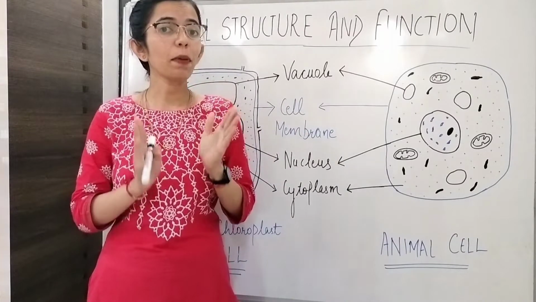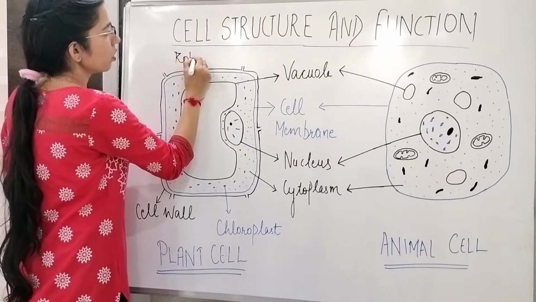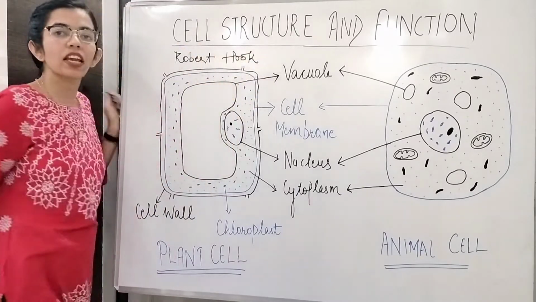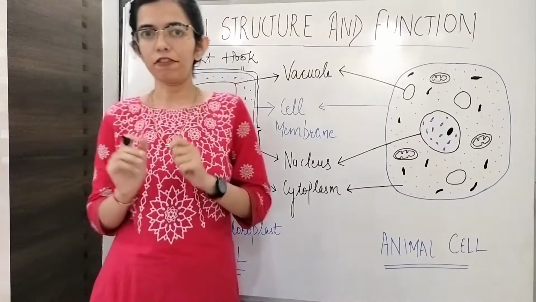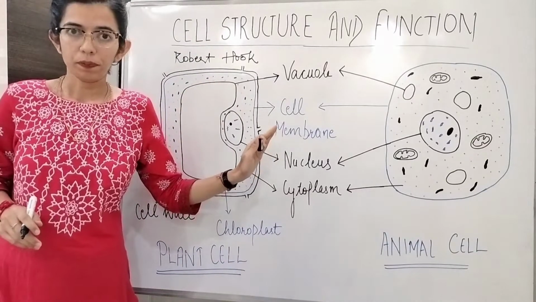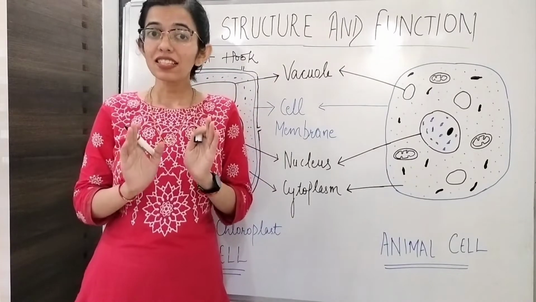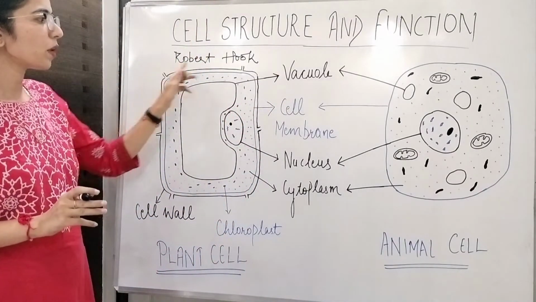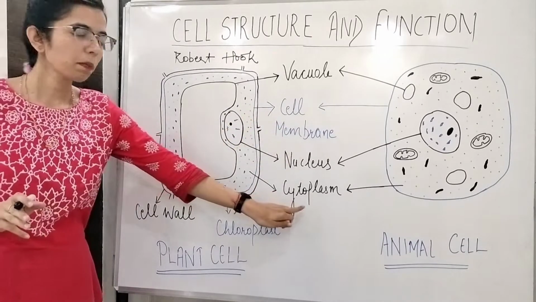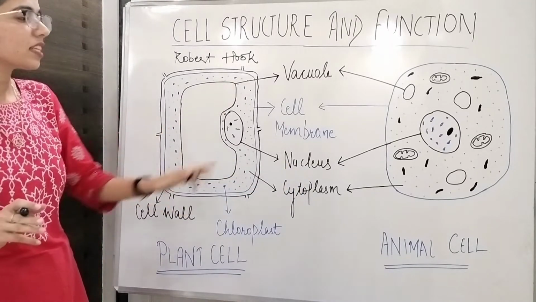Cell is discovered by Sir Robert Hooke in 1665. Okay. Now, coming to the cell structure. Cell is basically composed of three main parts. First is cell membrane. So as you can see, cell membrane. Okay. Then cytoplasm and nucleus. Okay. Now we will discuss one by one.